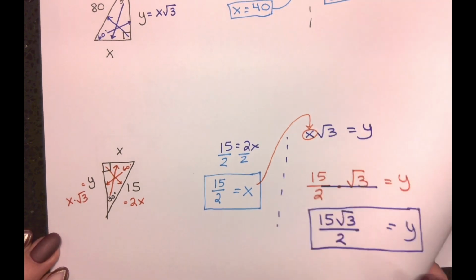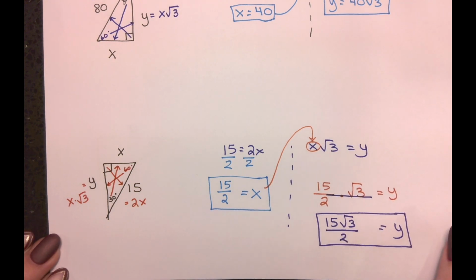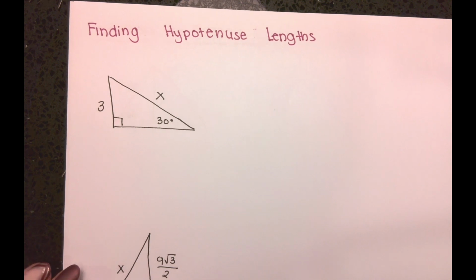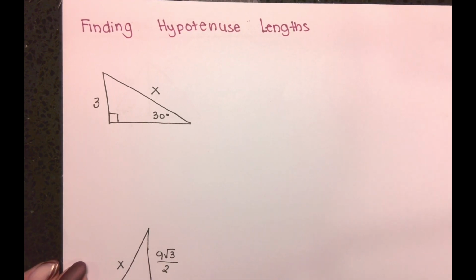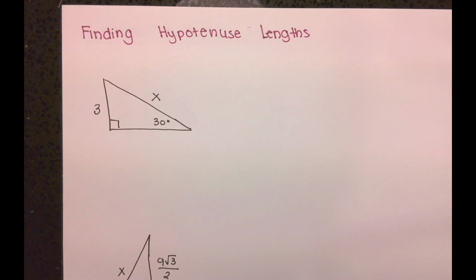Okay, we have a few more examples again. Please make sure you're writing all of these examples down. All right, let's go ahead and do this. Now we're going to be finding the hypotenuse. We have 1, 2, 3, 4, 5 more examples, and then we'll call it good for this video.